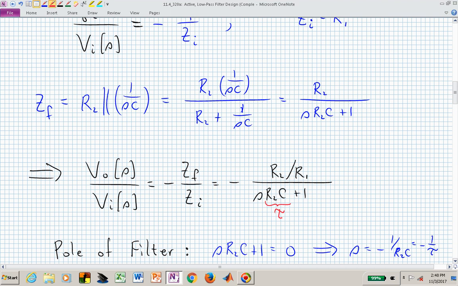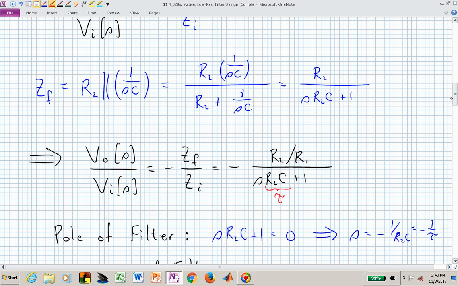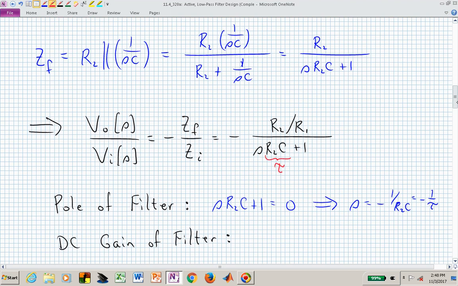Another quantity that we might want to have a handle on or express in terms of these three parameter values is the DC gain. We now know where the pole is in terms of R1, R2, and C. It's minus 1 over R2C. So if we want to adjust the pole, we can manipulate R sub 2 and C. But we're already given C, so we'll get to that in a minute. But what about the DC gain of the filter?